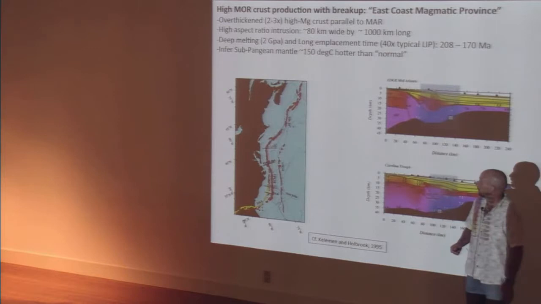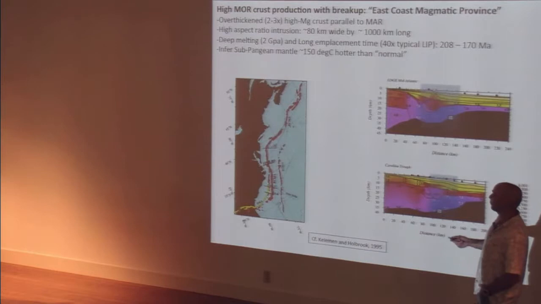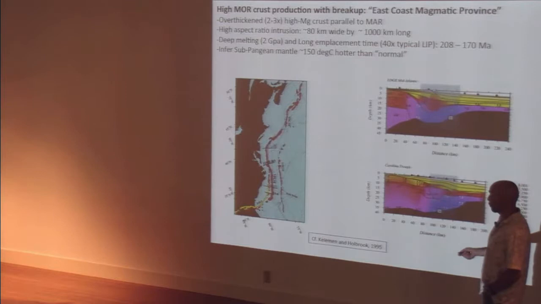Now, Raj may have something to say about whether this is realistic. But the sodium numbers, sodium 8, is about 2.3 for these magmas. But anyway, geometrically, it's parallel with the mid-ocean ridge. It's only about 80 kilometers wide, so it's one event. 1,000 kilometers long without a lot of change in thickness. So we produce a lot of crust with lots of magnesium.